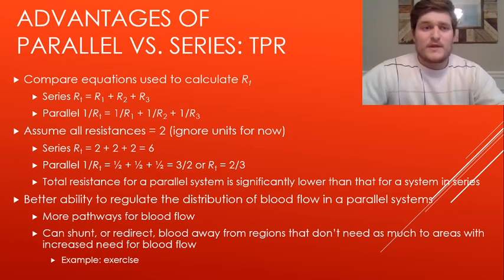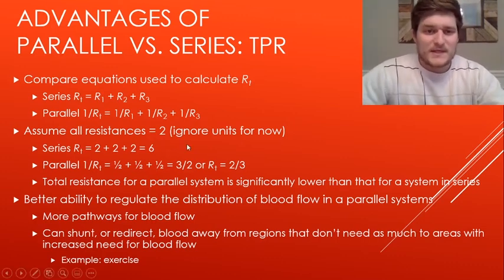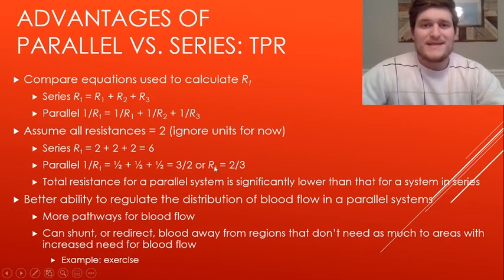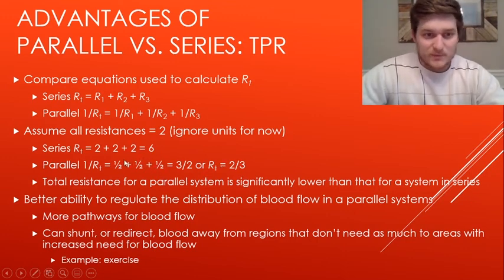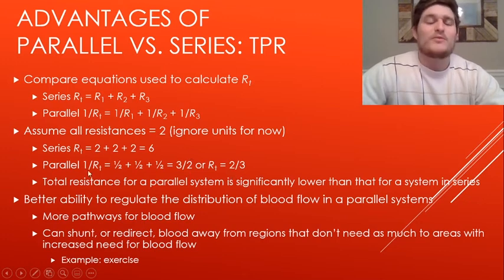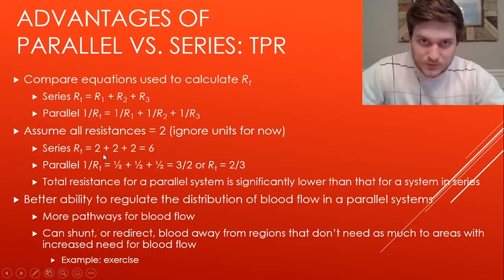It's important to note that using that math, you could see that the total resistance for a parallel system is actually less than the individual resistances. Remember, these are reciprocals, so if our resistance was 2 for each, our total resistance in the parallel setup wound up being less. And this is different than the series, where the total resistance is equal to the sum of the individual resistances.